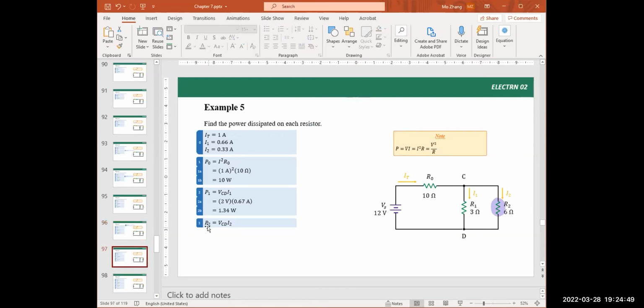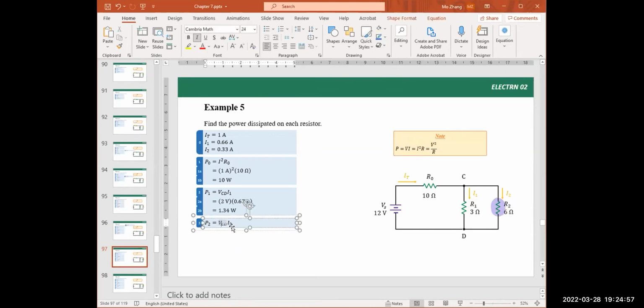So, let's call this P2. P2 is the power dissipated on resistor R2. I still use this formula. I think most people prefer this formula. It's just a product, right? No division, no square, so easy.